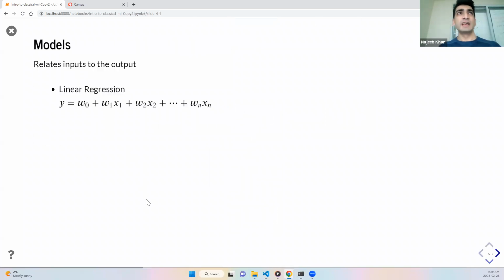The first one is the models part. What does a model do? It relates inputs to the output. Giving a very simple example, the linear regression model: you have x as the input and y as the output. x is a feature vector with components x1, x2, up to xn, and you are predicting a quantity y. You could multiply these input features with some weights, W0 to WN, and compute the output y, and that's your linear regression model.